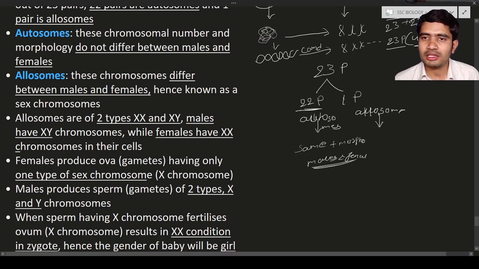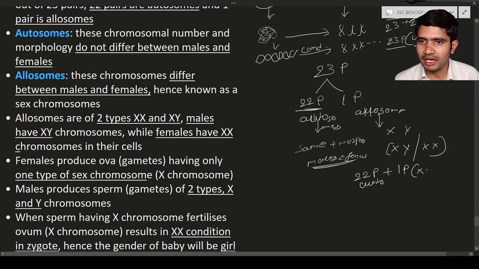There are two types of chromosomes, X and Y. In the case of males, this one pair is X and Y, and in the case of females, this is X and X. So if you are a male, you have 22 pairs of autosomes plus one pair of X and Y. Then you are a male, or you can call it a boy.